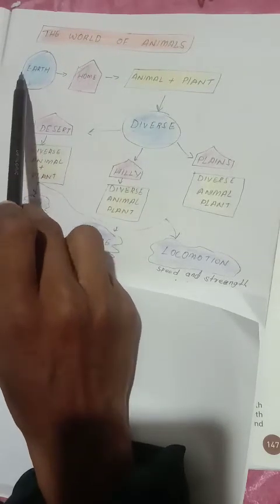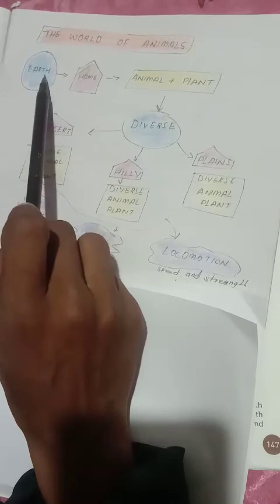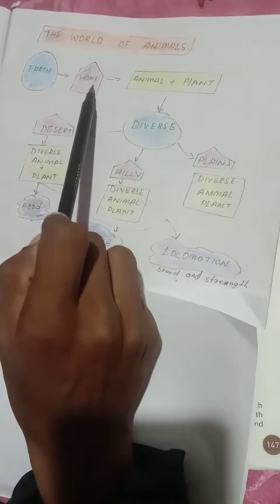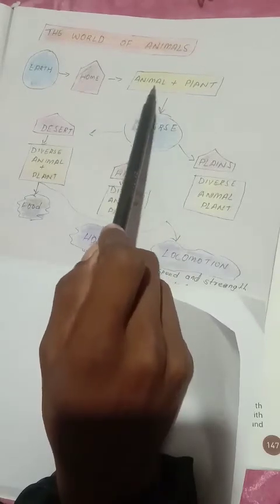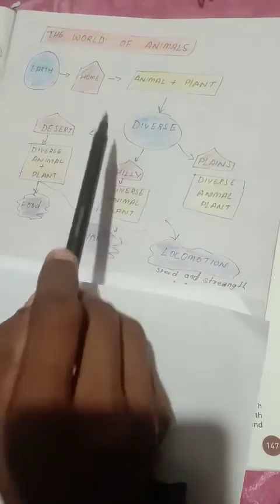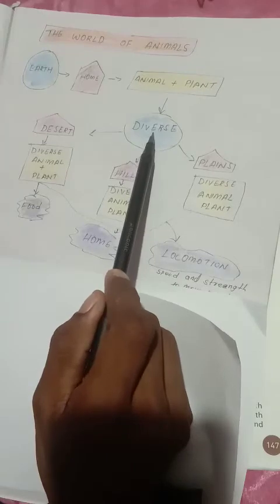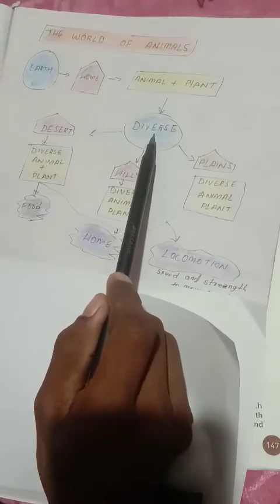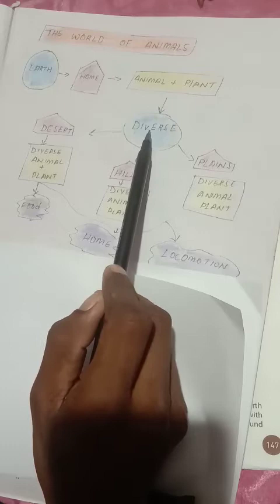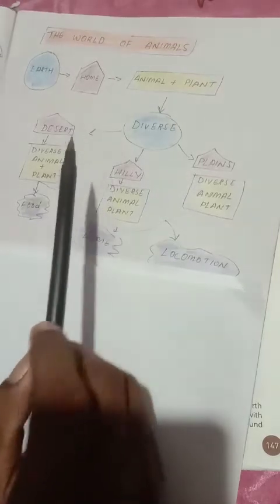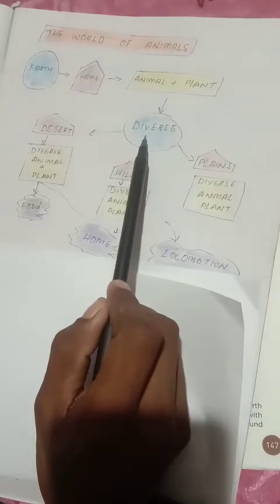This is Earth, and Earth is a home for animals and plants. Animals and plants are diverse in nature, like we people have diversity among us. They are also diverse, and we recognize animals by their diversity.